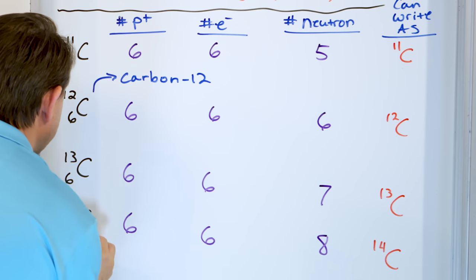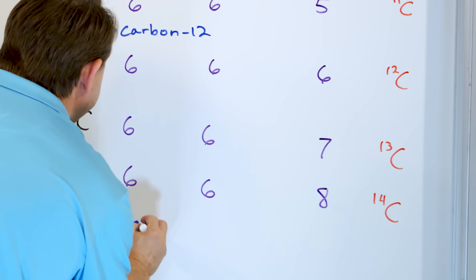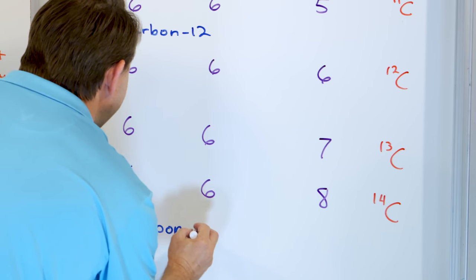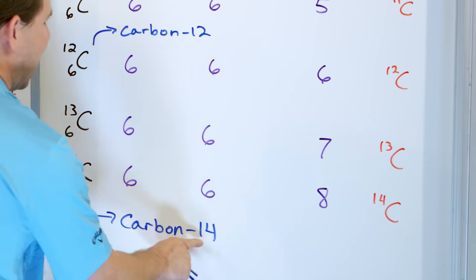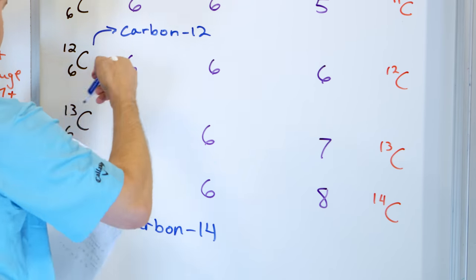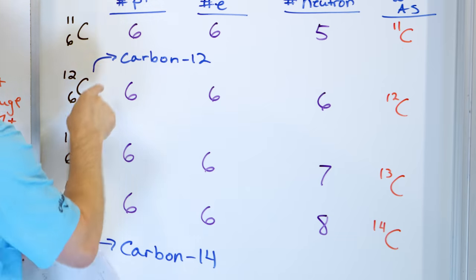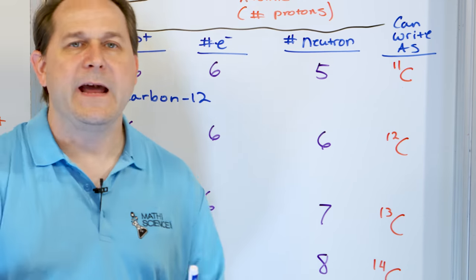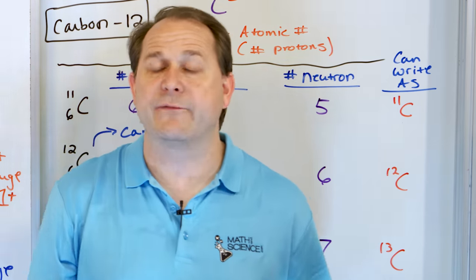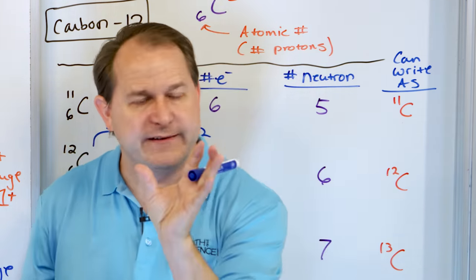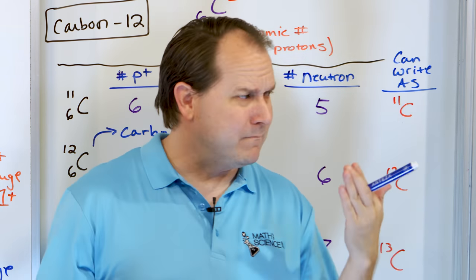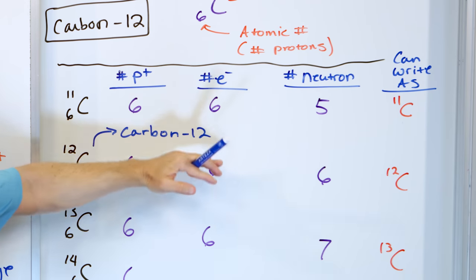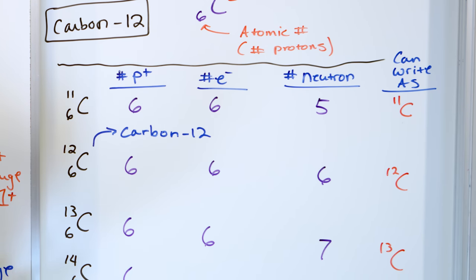Now this one's very important also. You write this one as carbon-14. So it's the name of the element with the mass number after, carbon 14, carbon 12. So this is carbon 11, this is carbon 13. You write the different flavors of carbon in words as the symbol or the name of the element with the mass number after it. And you know immediately that carbon 14 is much heavier, or more massive, than carbon 12.